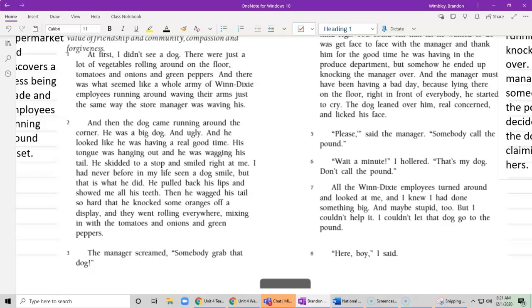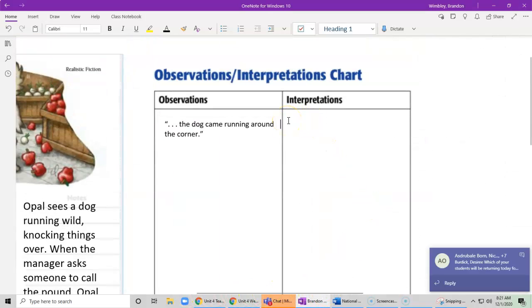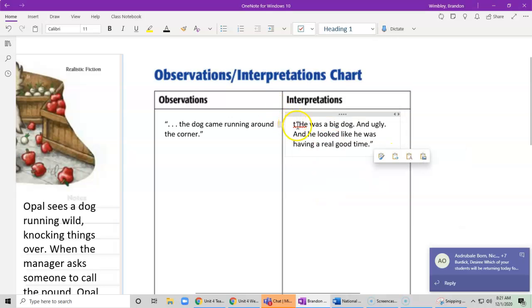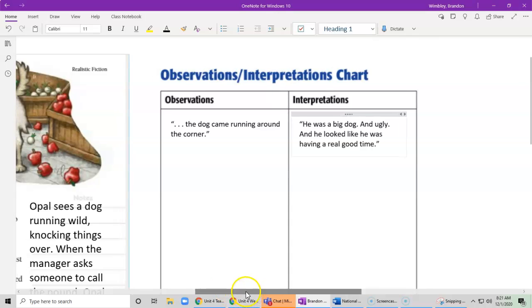And it looked like he was having a really good time. Here she's making a judgment about that dog's feelings. So we don't really know if he was having a good time or not, but she's making that interpretation based on him wagging his tail, smiling, running around. So I'm going to put that in my interpretations column, those 3 sentences. Let me shrink it up for us. Remember, it's again in those quotation marks because we copied it straight from the text.